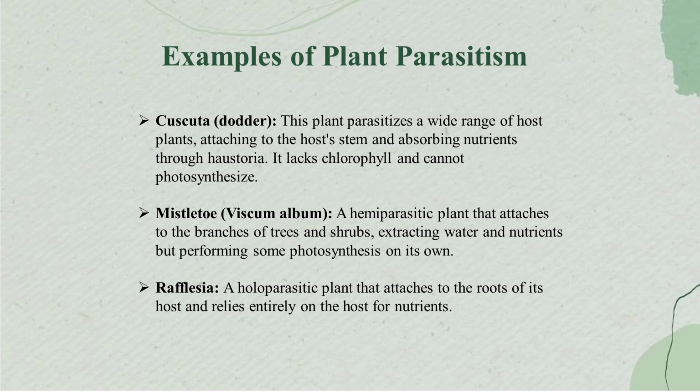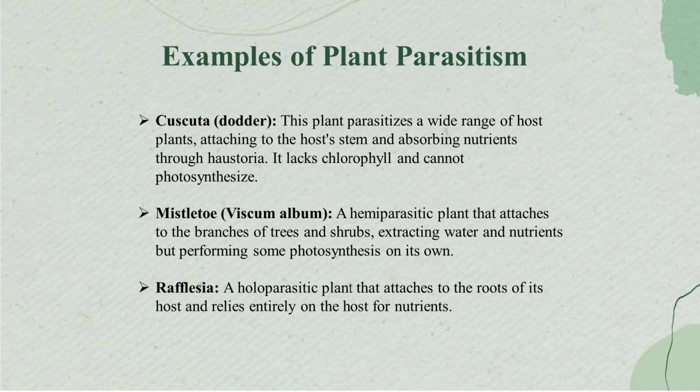Examples of plant parasitism. Cuscuta, dodder. This plant attaches to the stem of various host plants and absorbs nutrients through specialized structures called haustoria. It has no chlorophyll and cannot make its own food. Mistletoe, a hemiparasitic plant that attaches to tree branches, taking water and nutrients but still doing some photosynthesis on its own. Rafflesia, a holoparasitic plant that attaches to the roots of its host and depends completely on the host for all nutrients.